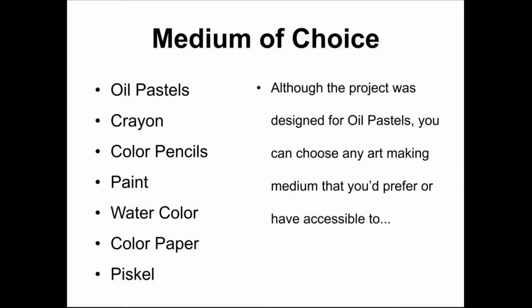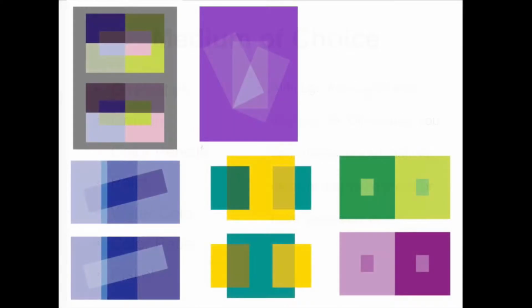So now I'm going to be talking about the expectations for today. Using what you learned from last class, you're going to choose any art making medium that you want. This project was originally designed for oil pastels, but you can choose any art making medium or material that you have accessible to or you prefer to use. When you're creating an artwork inspired by Joseph Albers, I don't want you to copy these examples, but you can definitely use them for inspiration.